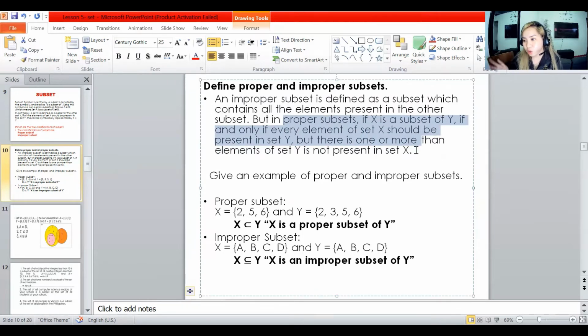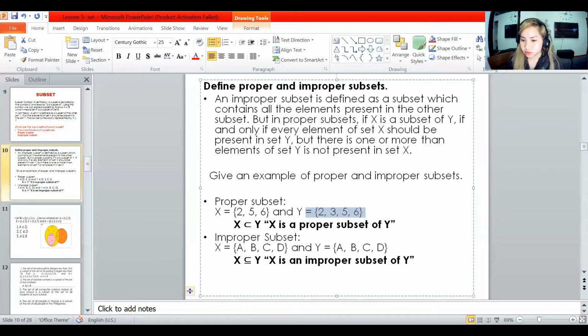Pero laging may one or more na elements si Y na wala kay X. So, para mas clear, magbigay tayo ng example. For the proper subset, we have X is equal to 256 and Y is equal to 2356. As I said a while ago, magiging proper subset siya kung lahat ng elements ni X ay present sa Y, pero may isa or dalawang elements si Y na wala kay X.